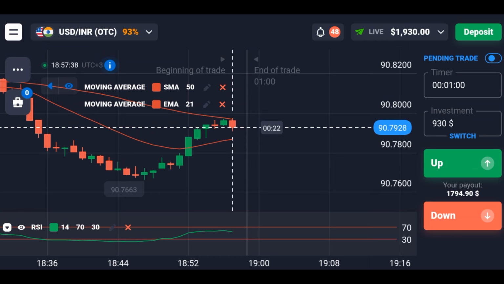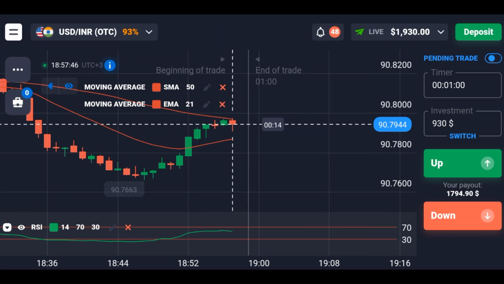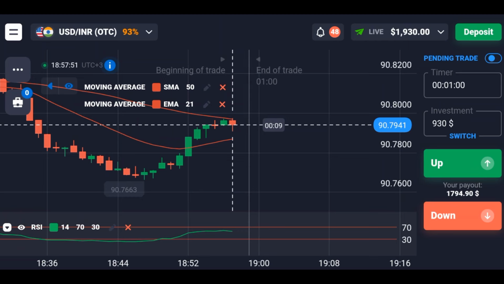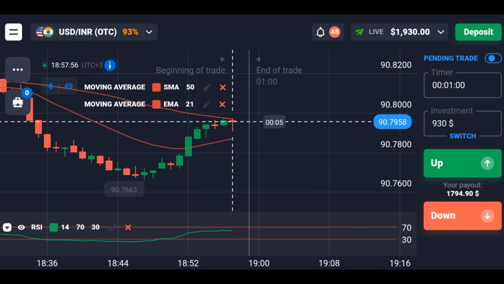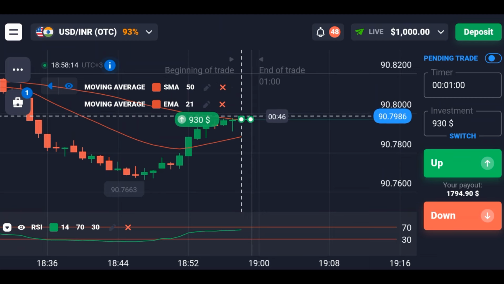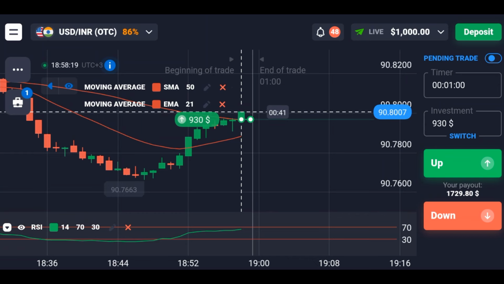24 seconds left until the close of that candle. If this red candle ends up engulfing the green candle, then we can trade down again based on whatever we see on the RSI. If the RSI is also facing downwards, then that would be a signal for us. Otherwise, it seems buyers are pushing prices up further. So I've just placed another up trade for $930 because it seems prices are going to continue rallying upwards.